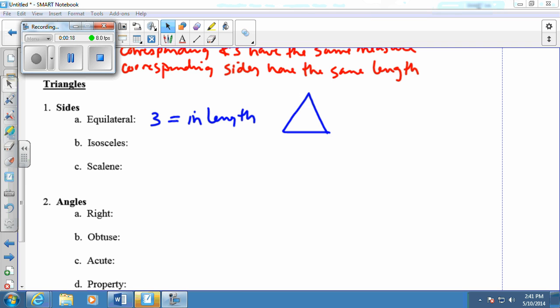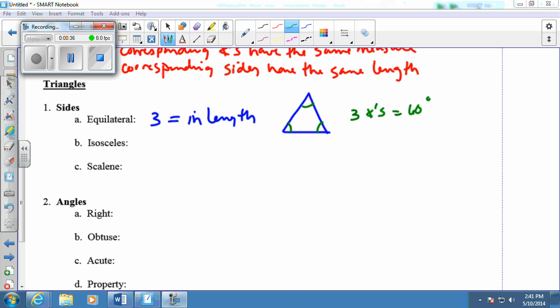So that means each side opens up with an angle, and since the side lengths that it opened up to are all the same, that means the angles are the same. So that means that their three angles are all equal to 60 degrees.